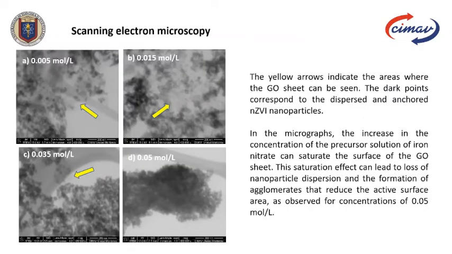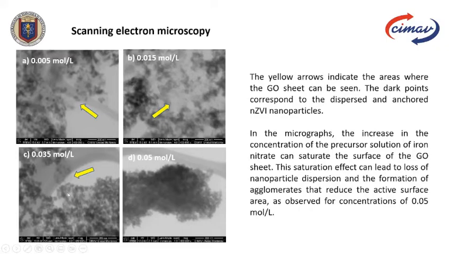The yellow arrows indicate the areas where the GEO sheet can be seen. The dark points correspond to the dispersed and anchored nZVI nanoparticles.